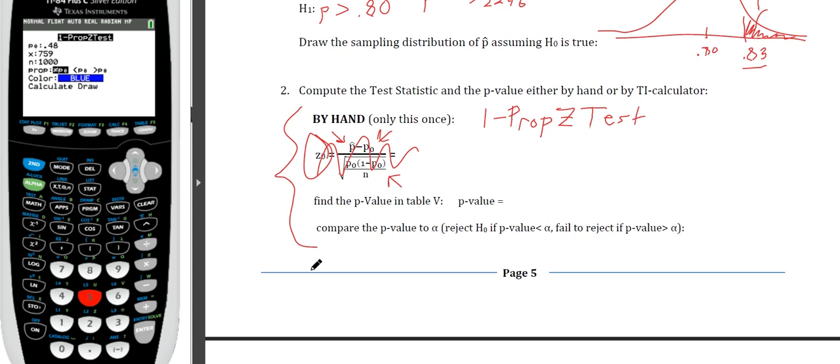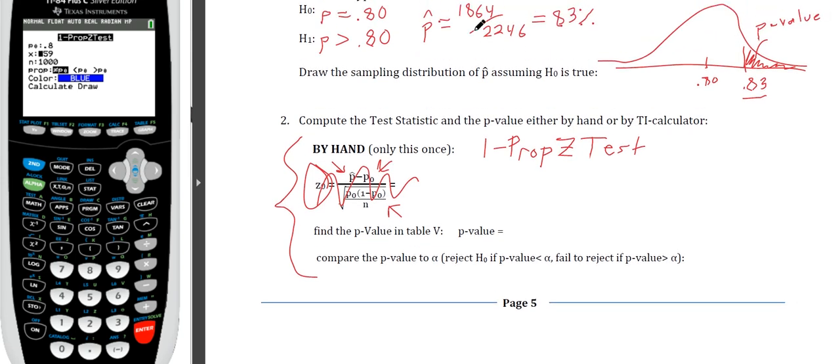In number 5, it'll ask us for a few things. It'll ask us for p sub 0. That's the value in your null hypothesis. That was our 0.8. And then it'll ask us for x and n. So that's going to be the two values that set up the sample proportion. x is 1864, and a total sample size n of 2246.